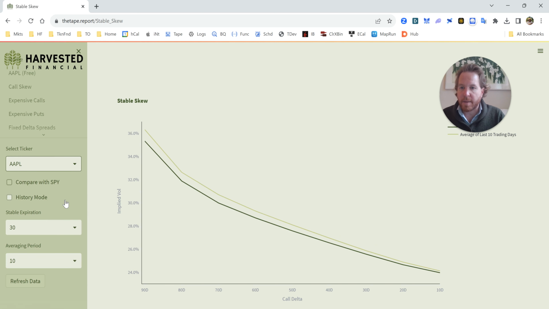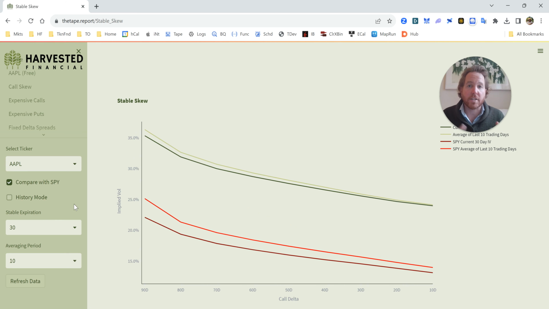If I want to look at a different name like Apple, I can also compare against SPY. So what's the broad market doing versus what's Apple doing? In this case, Apple's actually down a little bit, 30 days. They have earnings this Friday, so that probably explains why they're not down quite as much as the overall market.